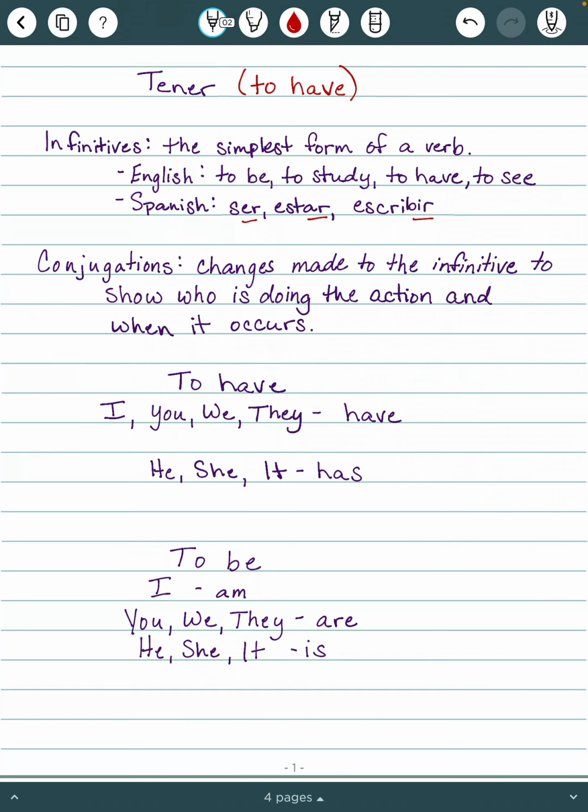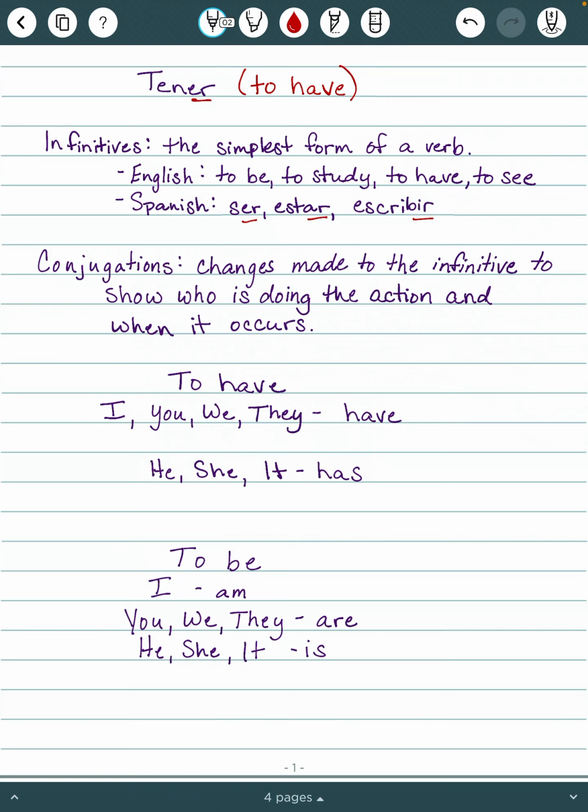You've seen the verbs ser and estar. They both mean to be. Escribir means to write. And then, of course, tener ends in ER. It means to have. The second grammar term is conjugation. And conjugations are just where you've taken an infinitive and you change it to say who is doing the action.